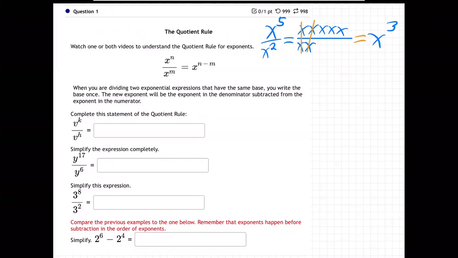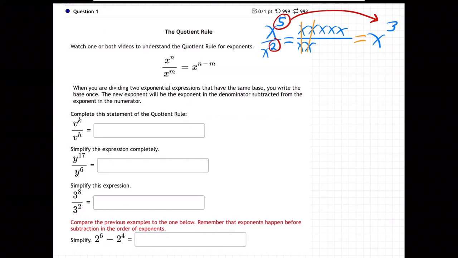Left over. And so therein we see the rule. You see the rule? We could have gone straight to the answer if we would have just taken the 5 minus the 2. So that's what they're saying. They're saying when you have two x's divided like that, or any other letter, you just subtract the powers.